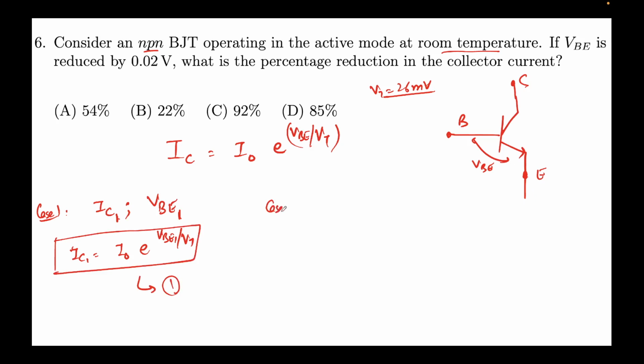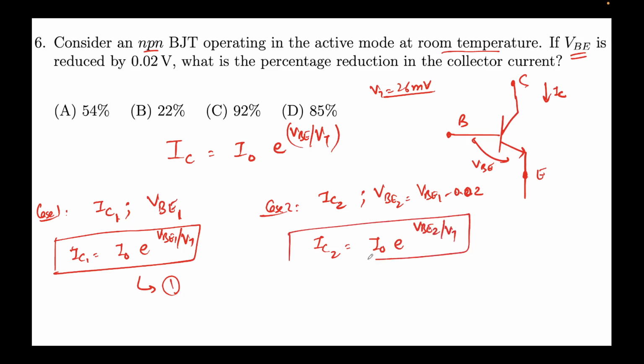Case 2 would be when the current flowing is IC2. So this is the current that's flowing here, IC2, and correspondingly the VBE is reduced by 0.02 volts. So VBE2 is nothing but VBE1 minus 0.02. I'll again put these values in this expression. So I'll get IC2 equals I0 e to the power VBE2 by Vt. This is my expression 2.